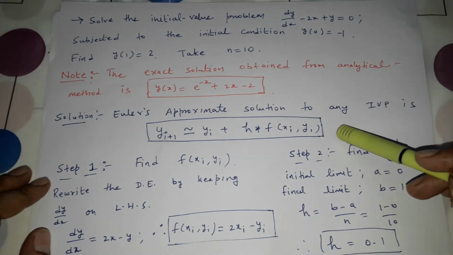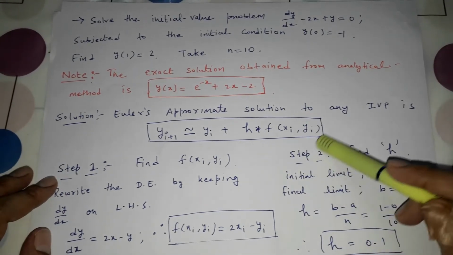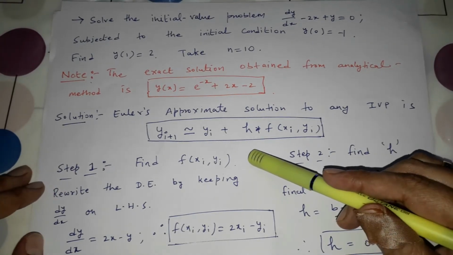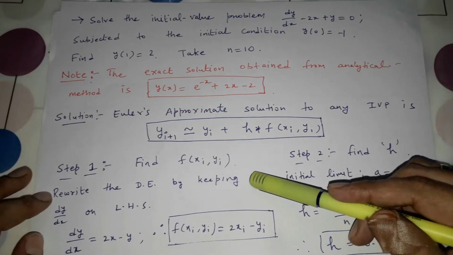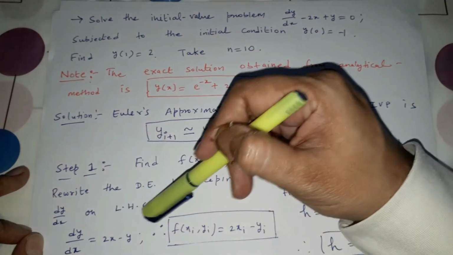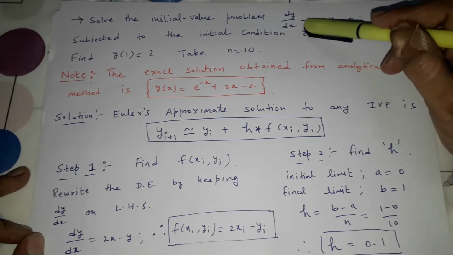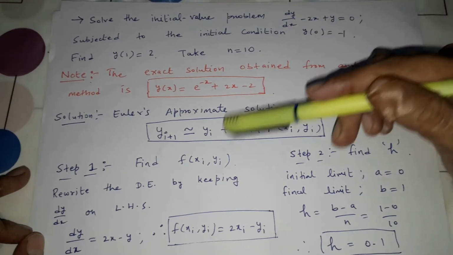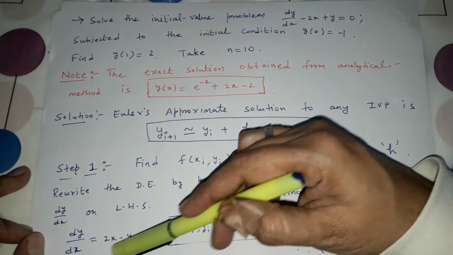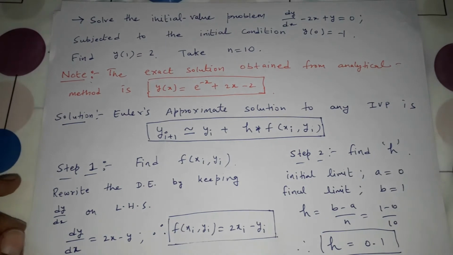To apply this formula, the first step is to find f of xi comma yi. So step 1, finding f of xi comma yi. Rewrite the given differential equation by keeping dy over dx on the left hand side. Remaining all terms send it to the right hand side. When you rearrange the terms, you will get dy over dx is equal to 2x minus y. So this is your f of xi comma yi.